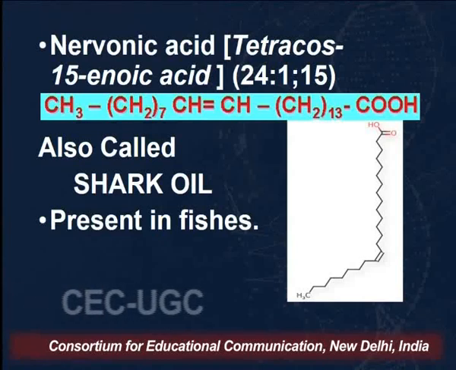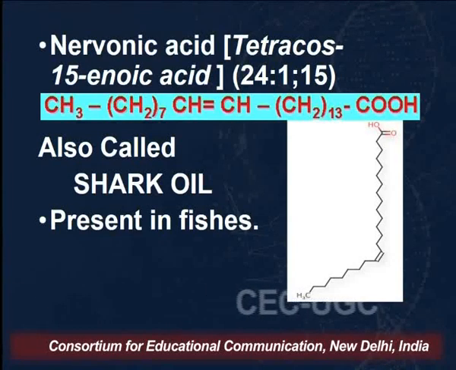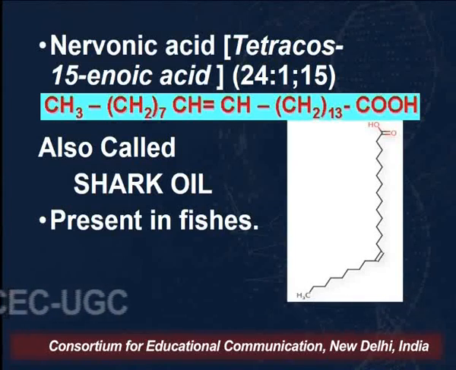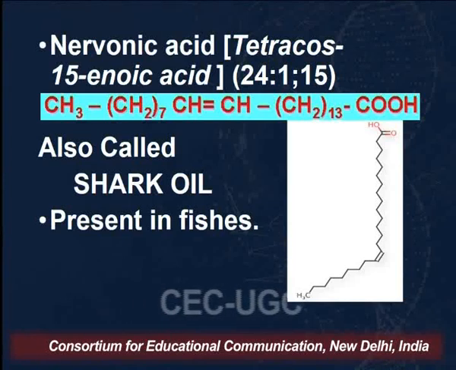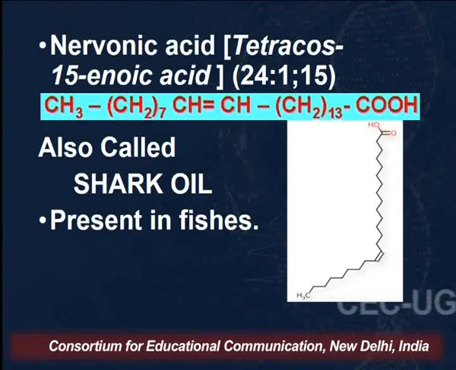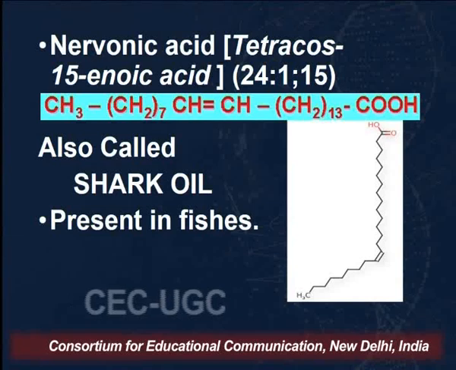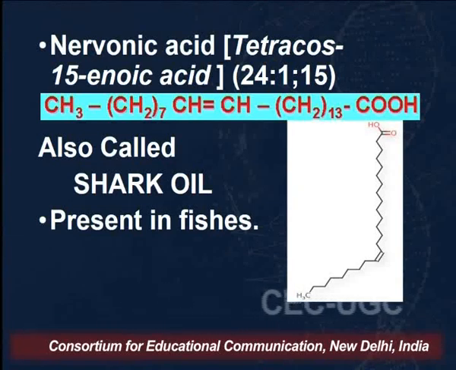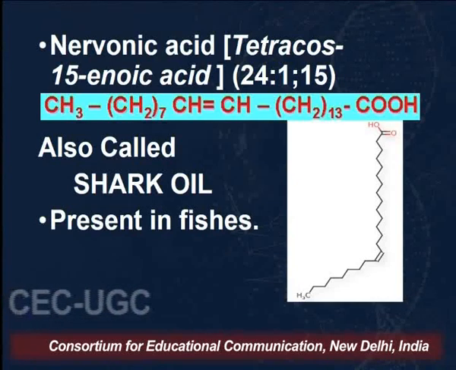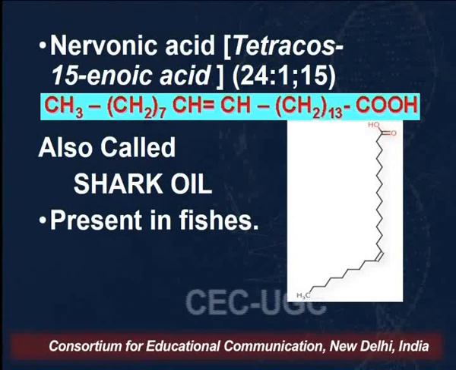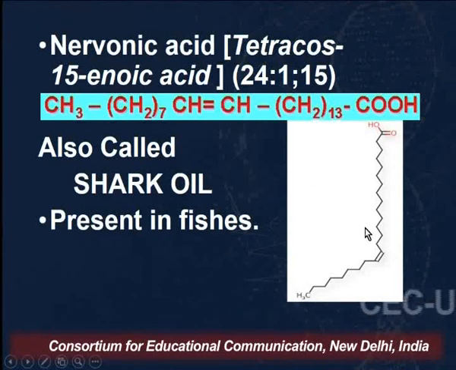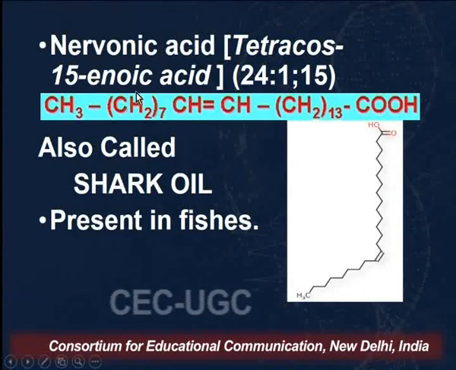Now we go on to nervonic acid. Nervonic acid is an unsaturated acid and it is tetracose. So when I say tetracose, that means it has 24 carbon atoms in it. And if you remember, in my last lecture we had done tetracosanoic acid. There, when we said ane, that was a saturated acid, and now we are saying it is ene. It is an unsaturated acid. And in this case, we have done the numbering from the carboxylic end, and this double bond is present at the 15th position. This is also called shark oil.